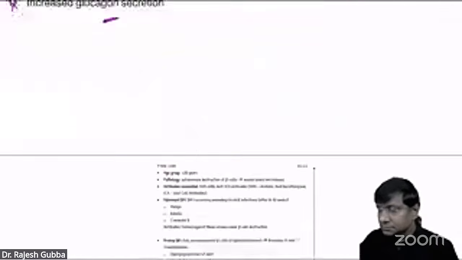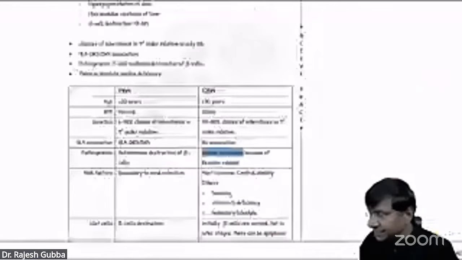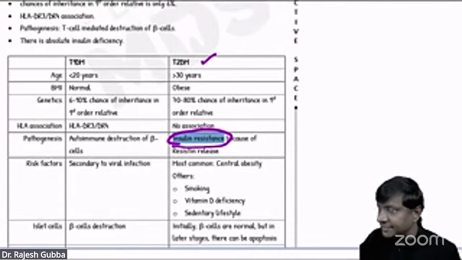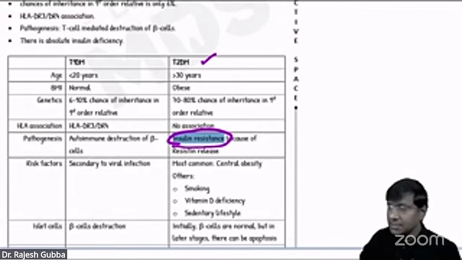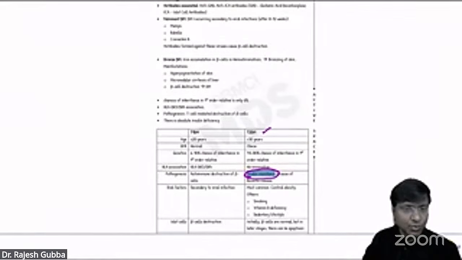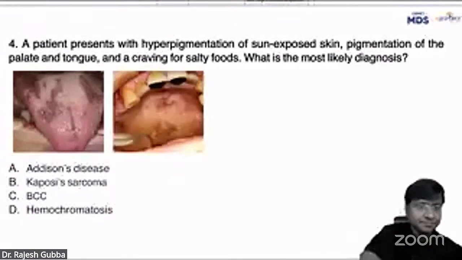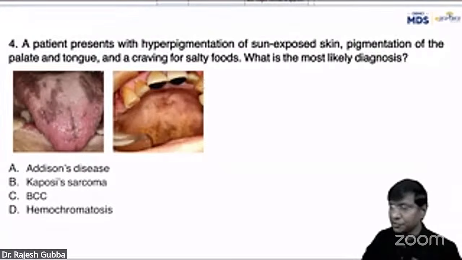Done? You can see this, right? The insulin resistance in type 2 diabetes mellitus is peripheral, right? And this is directly from our notes. Done? Now, moving on to the next question.